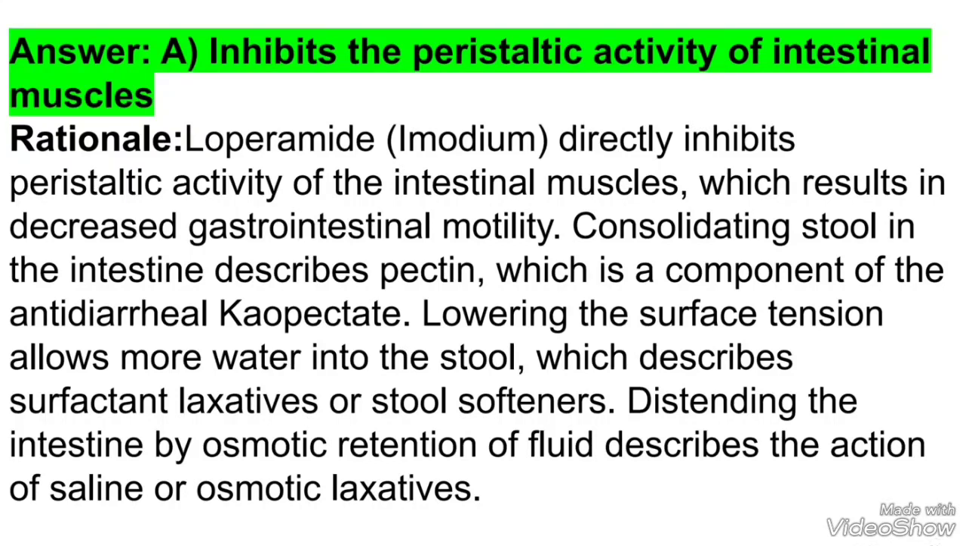Consolidating stool in the intestine describes pectin, which is a component of the antidiarrheal kaopectate. Lowering the surface tension allows more water into the stool, which describes surfactant laxatives or stool softeners. Distending the intestine by osmotic retention of fluid describes the action of saline or osmotic laxatives.